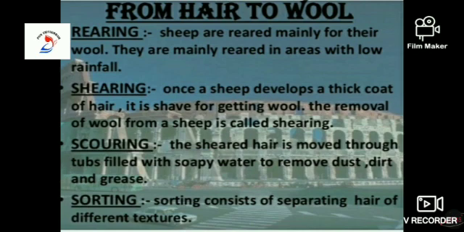So let us discuss the steps involved in the conversion of wool into fabric. First one is rearing. Sheep are reared mainly for their wool. They are mainly reared in areas with low rainfall. Shearing. Once a sheep develops a thick coat of hair, it is shaved to get wool. The removal of wool from a sheep is called shearing.